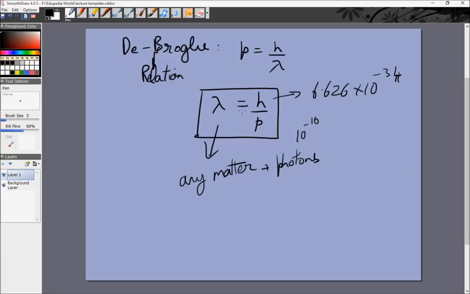So this concludes wave particle duality, where we've seen that every single object will show both wave and particle nature. However, the smaller the lambda, the more it will show the particle nature, and for any realistic objects of normal dimensions which you see every day, the lambda will be so small that you will never ever see their wave phenomena. Thank you.